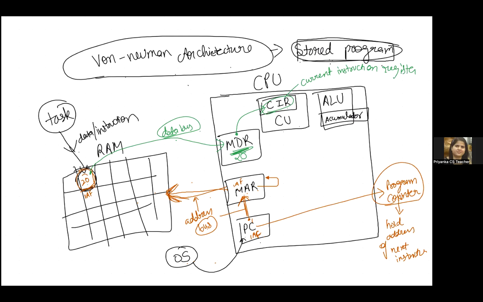The MDR uses the data bus to send the instruction to the CIR, and this register is in the control unit, and the control unit is responsible for the next stage of the cycle, called the decode cycle. So till now I was explaining the fetch part of the fetch-decode-execute cycle. We call it the machine instruction cycle also.